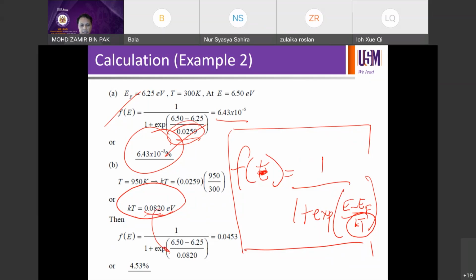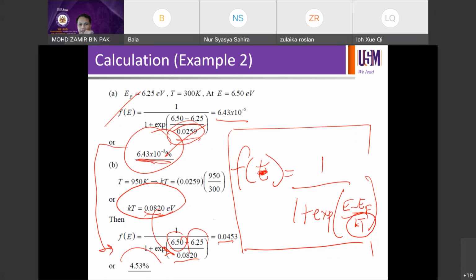So then you plug in this KT here, and you maintain your EF, and you're going to get your probability to be higher. Try to interpret the meaning of the calculation. For example, you calculated your Fe at 300 Kelvin, which yields 6.43 times 10 to the minus 3 percent. On the other hand, if you increase the temperature to 950 K, you can now see the increase of Fe to 4.53%. Does it make sense?